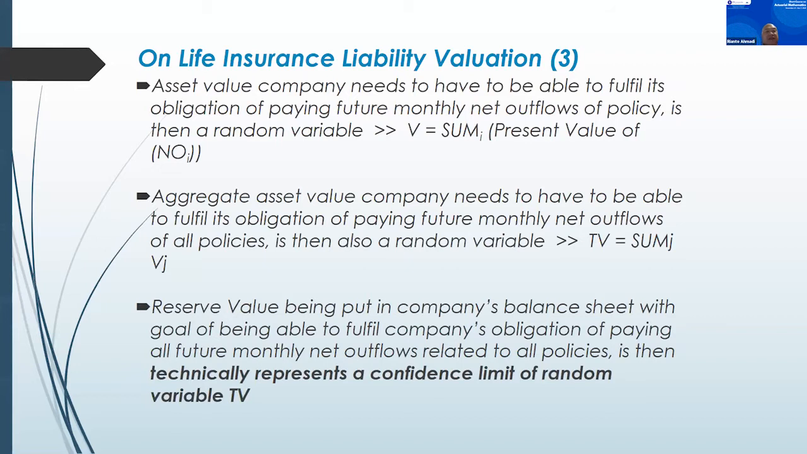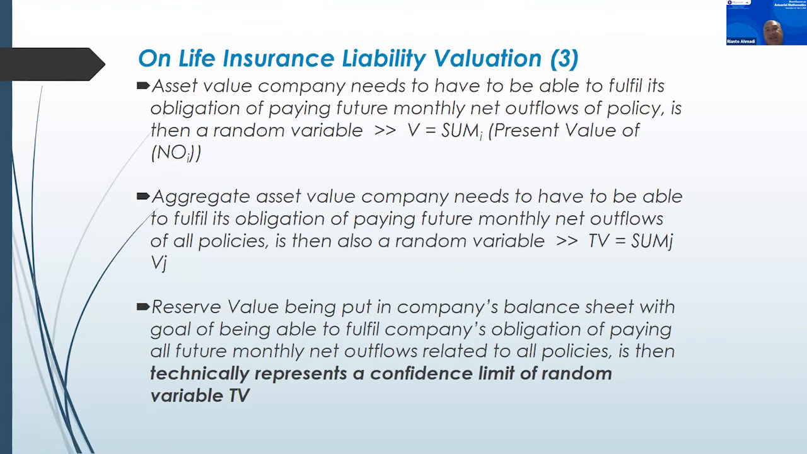Because of that, the asset value the company needs to be able to fulfill its obligation of paying future monthly net outflows of the policy in the future here is a random variable. How much asset do we need to have to be able to deal with all those net outflows in the future? You basically want to present value those outflows in the future using the interest rates.